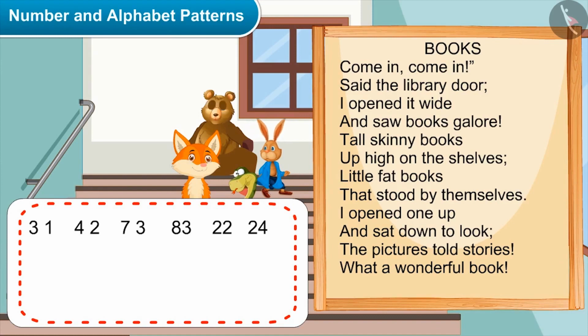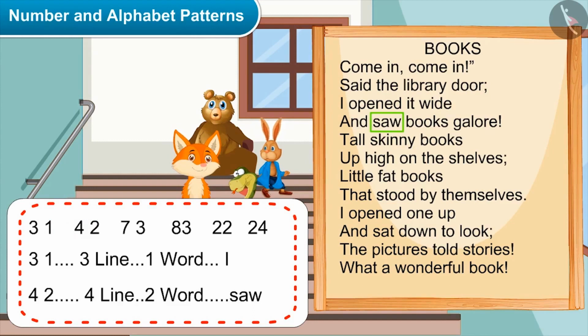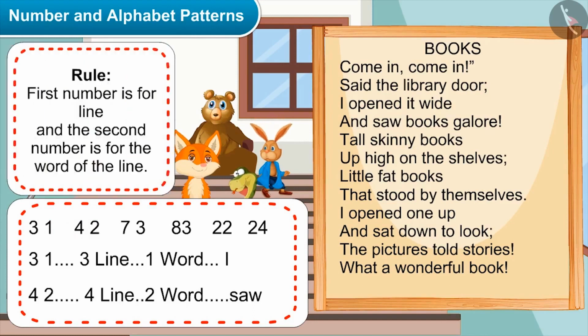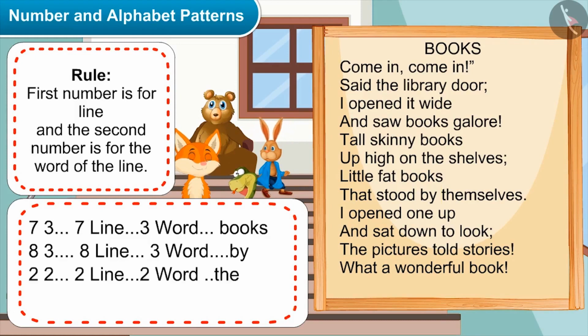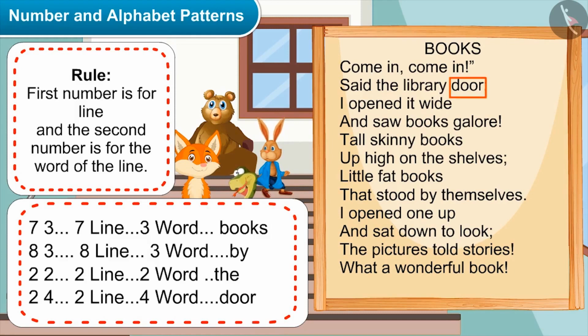Chatura, now please tell. Okay, listen carefully. First 31 means third line, first word. So next 42 will mean fourth line, second word. Yes, right. So the rule for this is, first number is for line and the second number is for the word of the line. Yes, absolutely right. Okay, so 7-3 means seventh line, third word. Next, 83 means eighth line, third word. Then we have 2-2, which means second line, second word. And 2-4 means second line, fourth word.